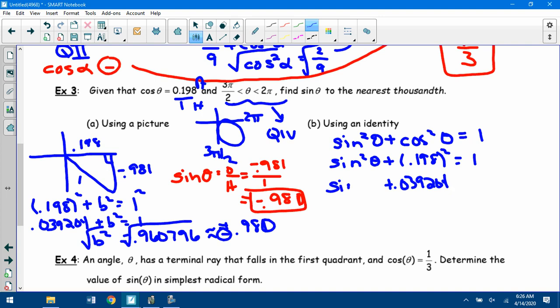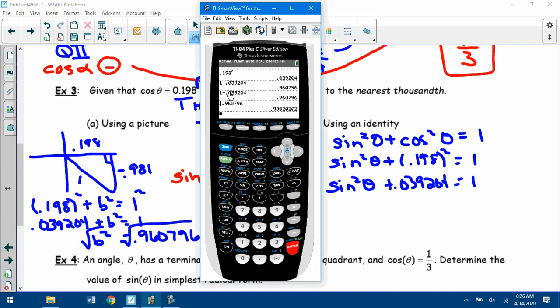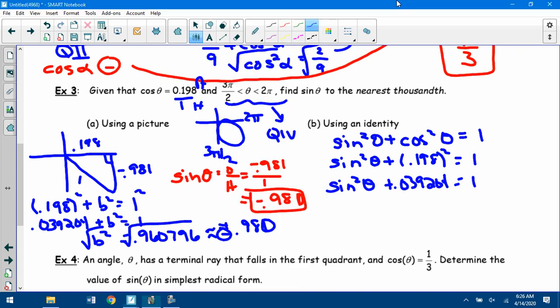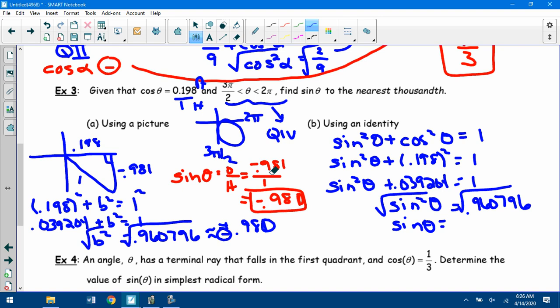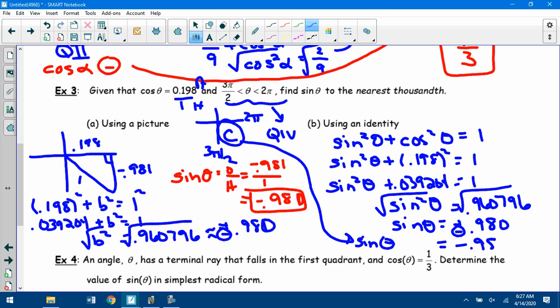So sine squared theta plus that equals 1. Now subtract the 1, again, which we've done. 1 minus that is the 0.960796 number. Equals sine squared theta. And I take the square root. So sine of theta equals, we already know that's that plus or minus 0.980. And since we're in quadrant 4, that means that sine is negative, so negative 0.980.